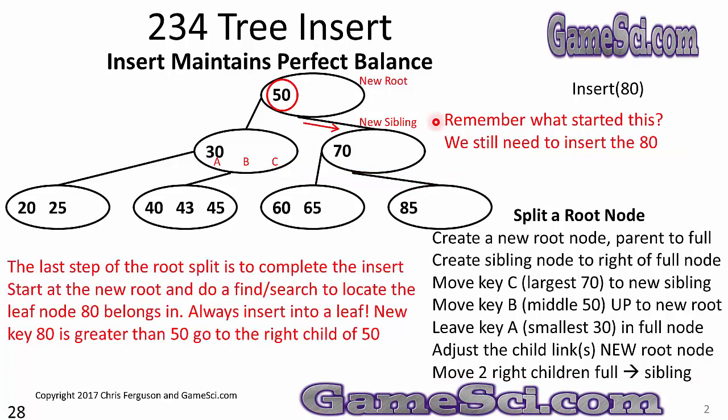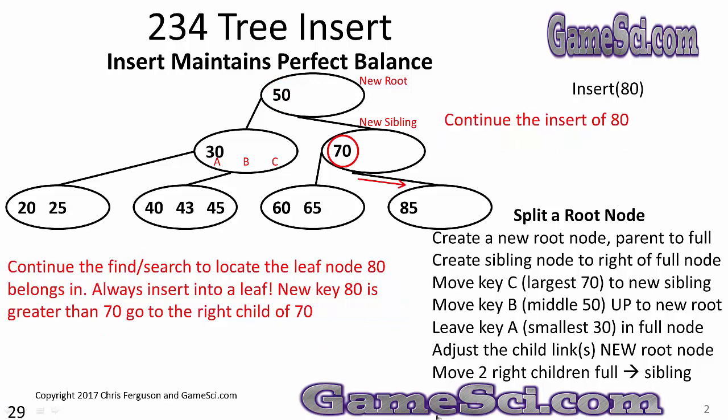Do you remember what started this way long time ago? We still need to finish the insert of 80. The last step of the root split is to complete the insert. We start at the new root and do a find and search to locate the leaf node 80 belongs in. Always insert into a leaf with a 2, 3, 4 tree. The new key 80 is greater than 50. We need to go to the right of 50. So go this way, searching for a spot to insert 80.